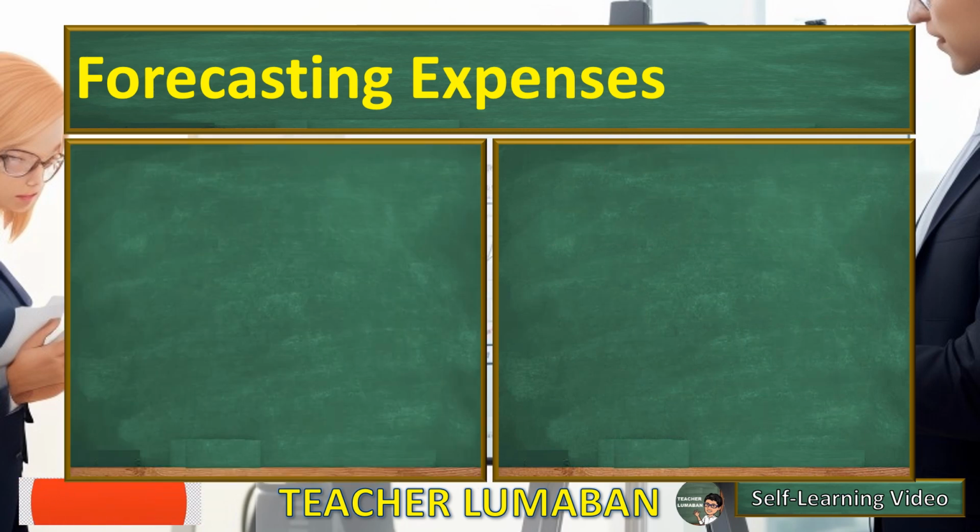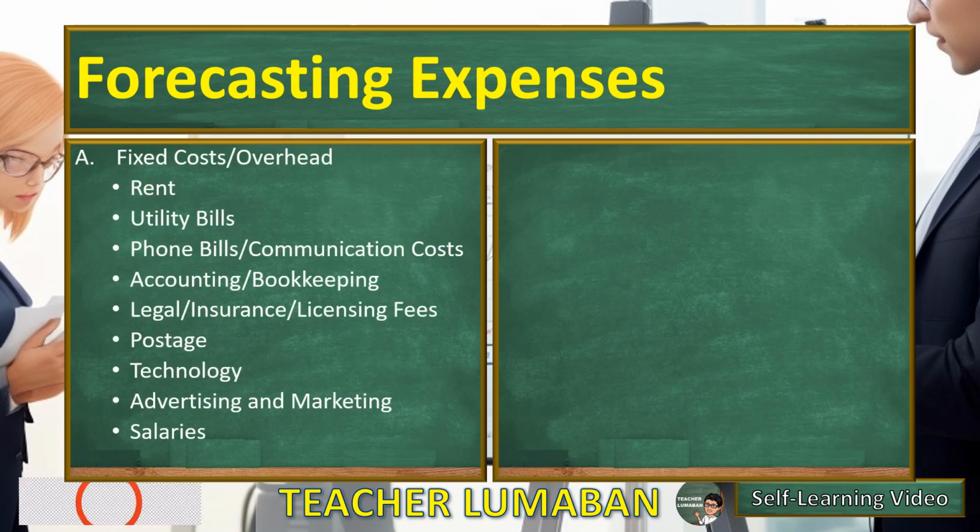Below are detailed categories of expenses to consider. A. Fixed costs: overhead, rent, utility bills, phone bills, communication costs, accounting, bookkeeping, legal, insurance, licensing fees, postage, technology, advertising and marketing, salaries.